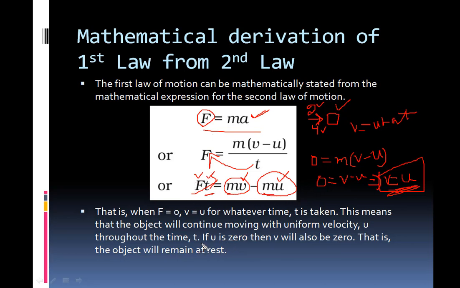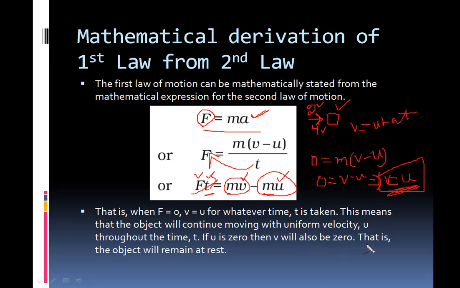If u is 0, then v will also be 0. Here we are considering that initially the body is moving with speed u, velocity u. There is no external unbalanced force applied on the body. So after a certain time, the body is also moving with the same velocity or same speed. If u equals 0, that means the body is in rest position. After time t, it will also be in the rest position.